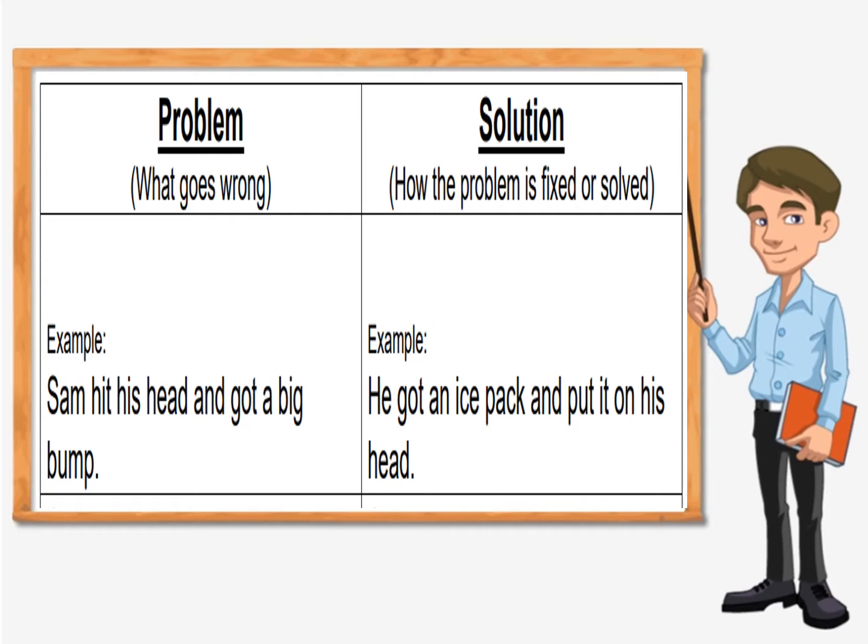Now let's distinguish problem and solution. Problem is what goes wrong, and solution is how the problem is fixed or solved. Example: for a problem, Sam hit his head and got a big bump. The solution is he got an ice pack and put it on his head.